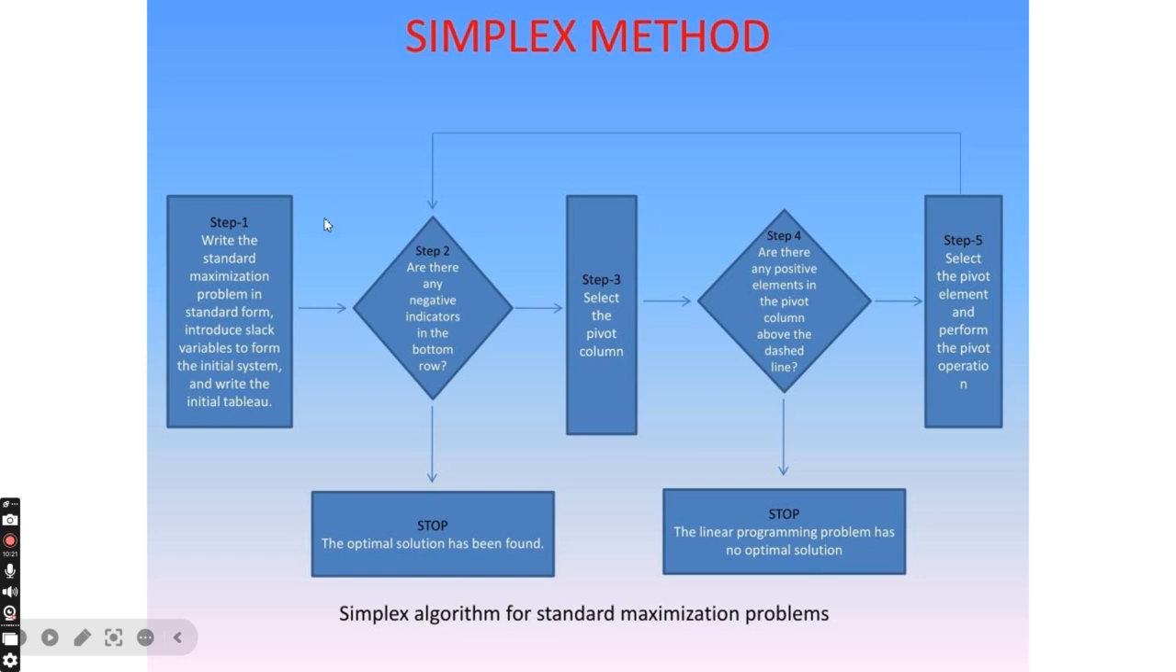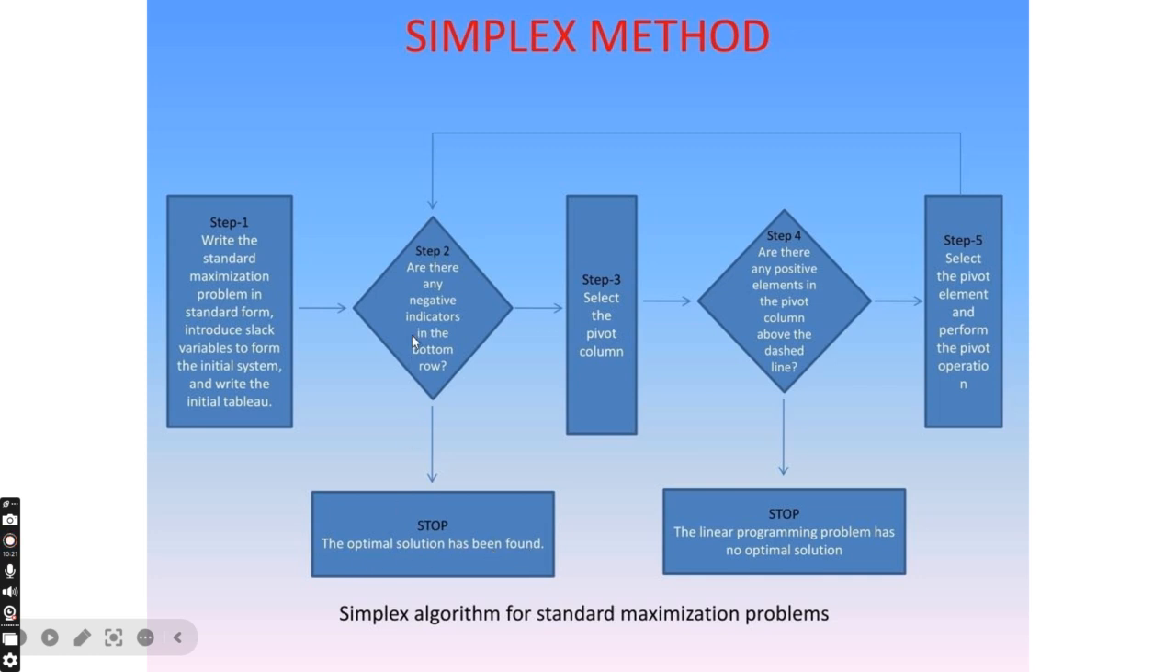Then what are the steps involved in simplex method? Step 1, write the standard maximization problem in standard form. First, whatever the equation is given, you have to write the equation in the standard maximization form. Then introduce slack variables to form the initial system and write the initial table. Then step 2, are there any negative indicators in the bottom row? You check that. Then step 3, select the pivot column. Then step 4, are there any positive elements in the pivot column above the dashed line? Check that. Okay. Then step 5, select the pivot element and perform the pivot operation.